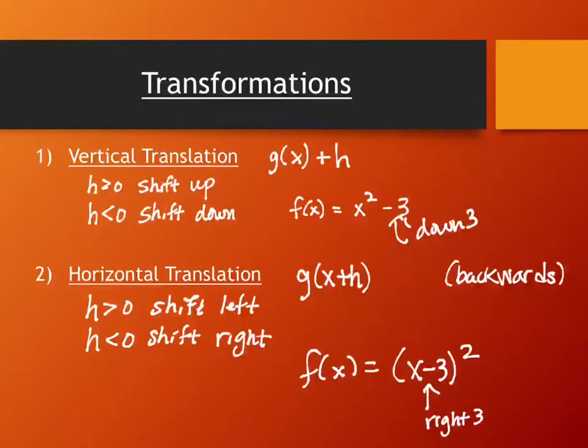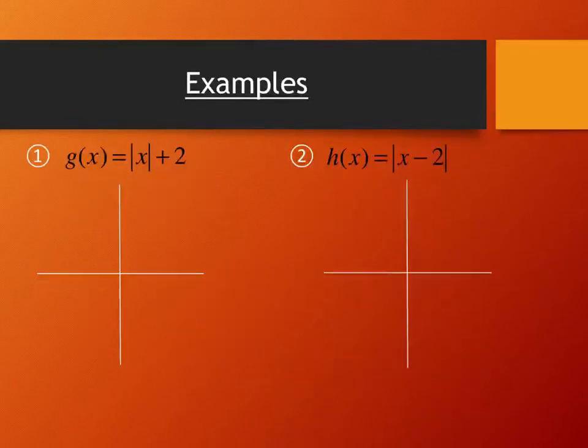So those are called horizontal and vertical translations. They don't change the shape of the graph. So we're going to do a couple of examples of those, and then we're going to talk about another type of transformation. So these are our two examples.